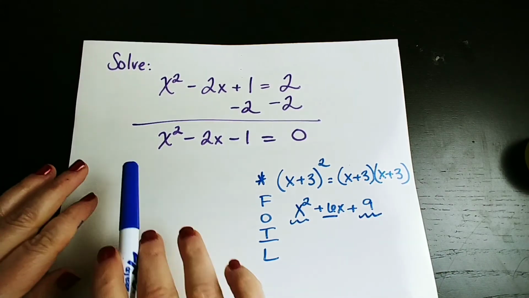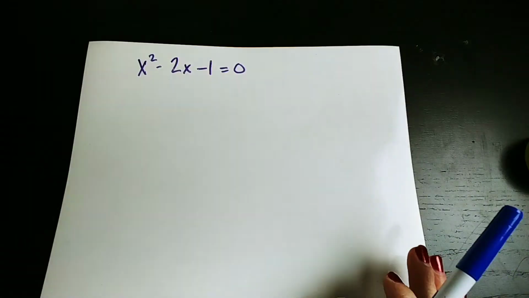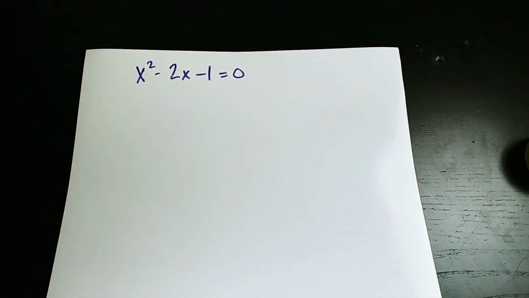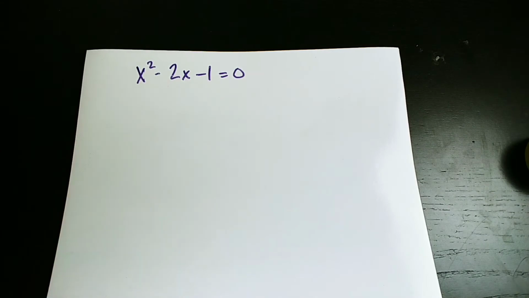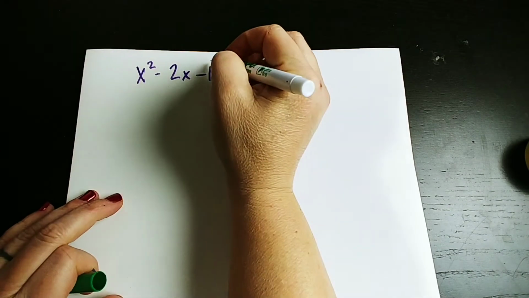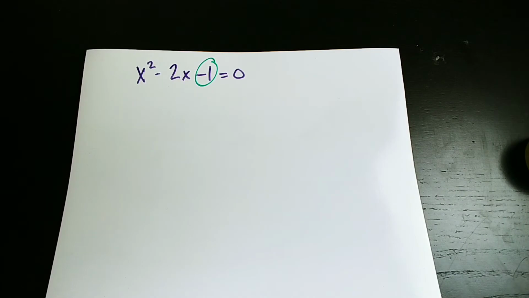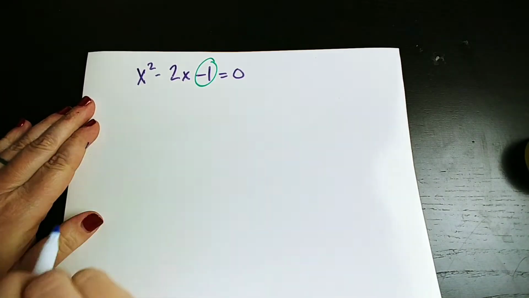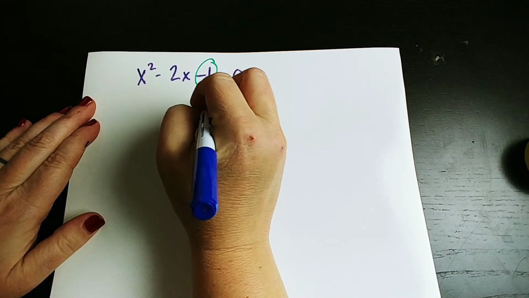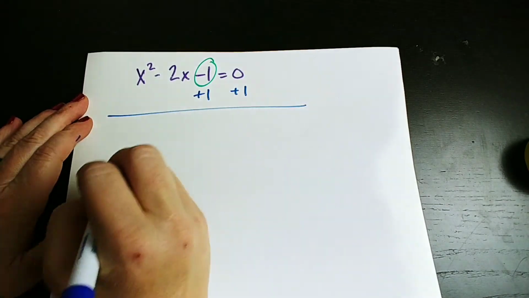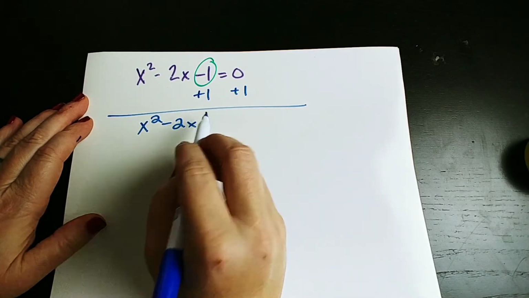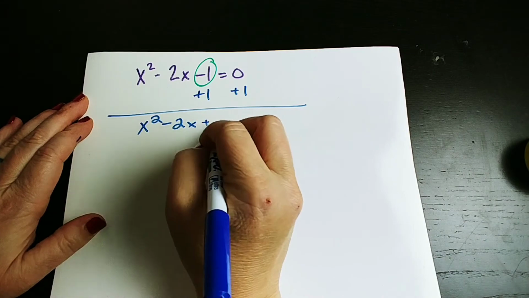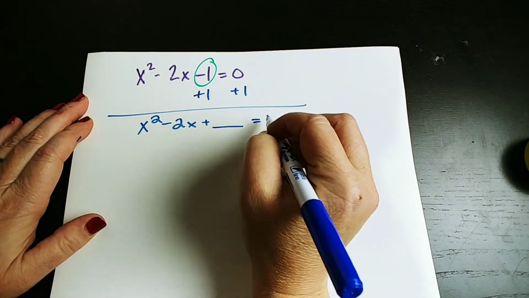Okay, so we've now put it in standard form. Let's get started. All right, so here we are. We have x squared minus 2x minus 1 equals 0. Well, we said we want a perfect square trinomial. This negative 1 is not a perfect square, so I'm never going to have a perfect square trinomial as long as that's there. So let's get rid of it. We're just going to add 1 to both sides. Add 1, add 1. So we get x squared minus 2x. Now, technically we have nothing here, but I like to leave a placeholder. So plus something to be named later equals 1.